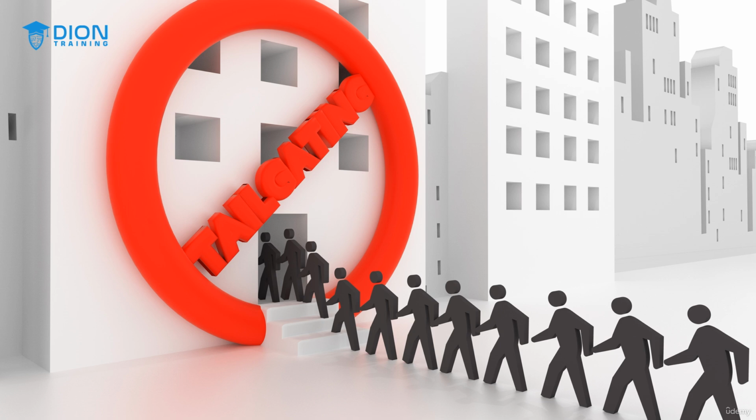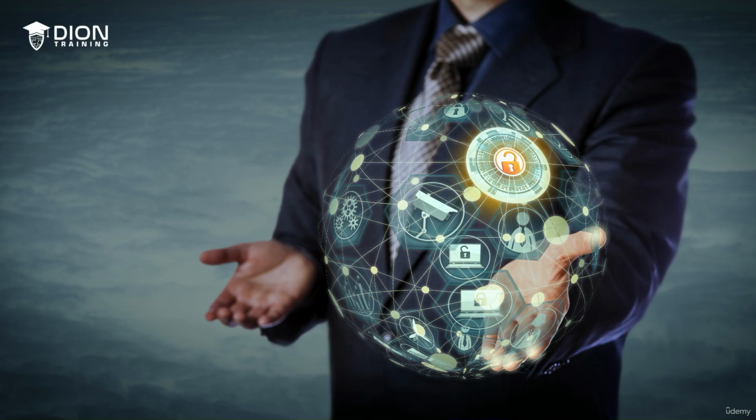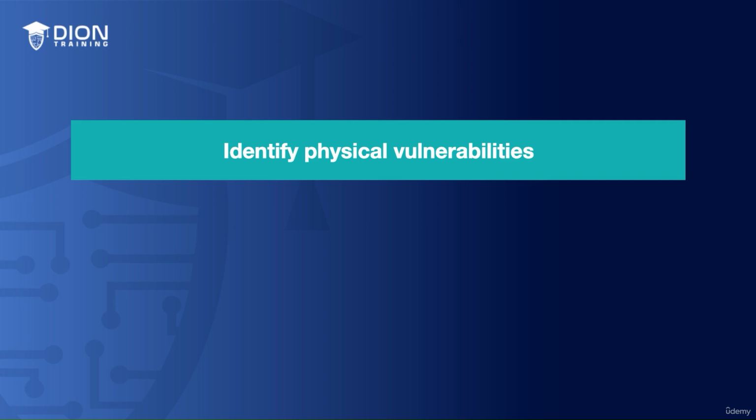Or the penetration tester could try to clone the authorized user's access card to use that to enter the building. The goal of a physical penetration test is to identify potential vulnerabilities in the organization's physical security measures and recommend improvements to increase the organization's level of physical security. There are numerous benefits to conducting physical penetration tests, including identifying physical vulnerabilities, improving security awareness, and preventing unauthorized access. Identifying physical vulnerabilities helps to identify weaknesses in physical security measures, such as locks, access cards, and security cameras.